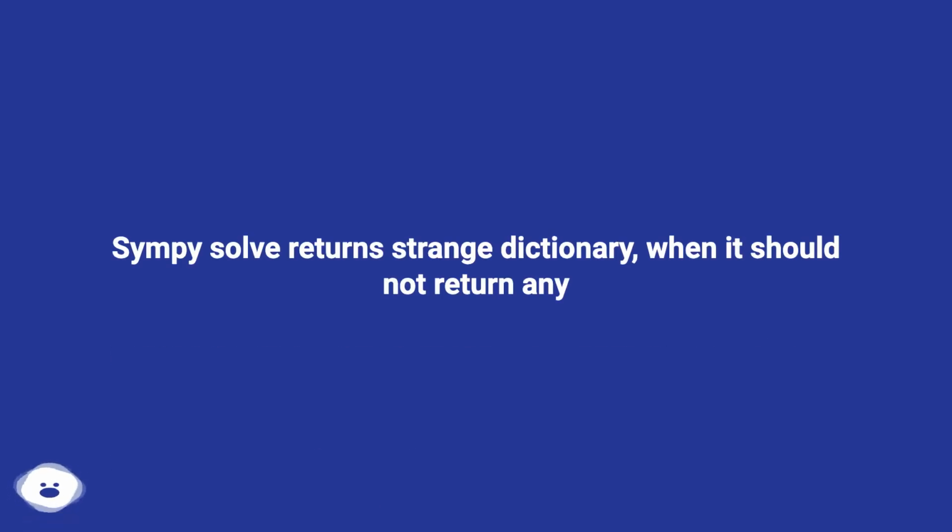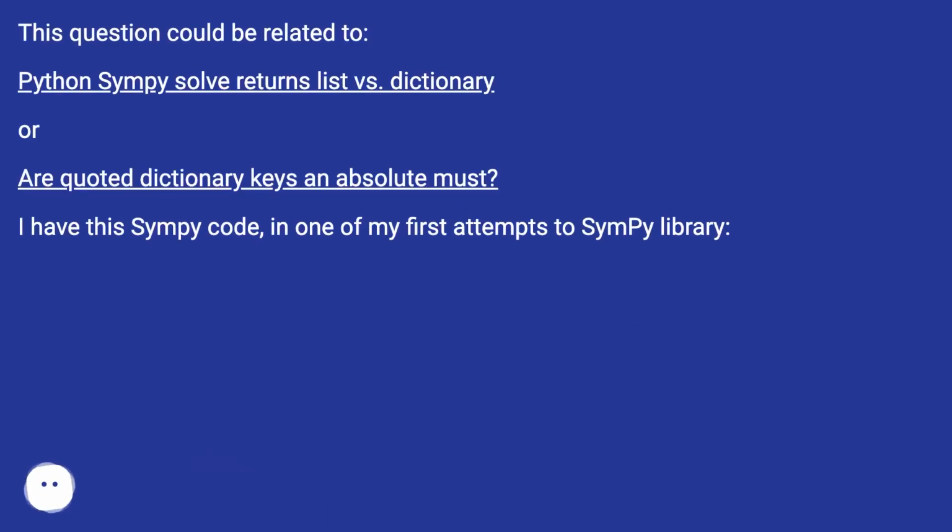Sympy solve returns strange dictionary when it should not return any. This question could be related to Python Sympy solve returns list versus dictionary. Or are quoted dictionary keys an absolute must? I have this Sympy code in one of my first attempts to use the Sympy library.